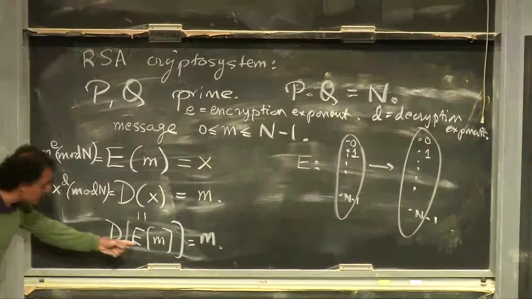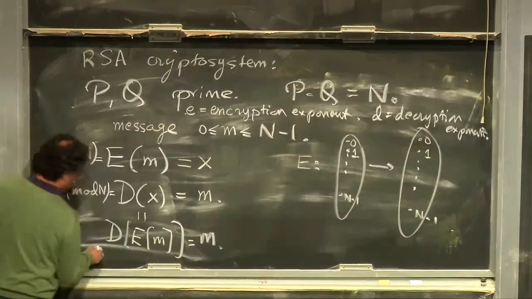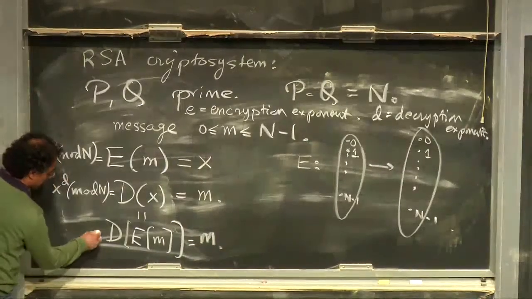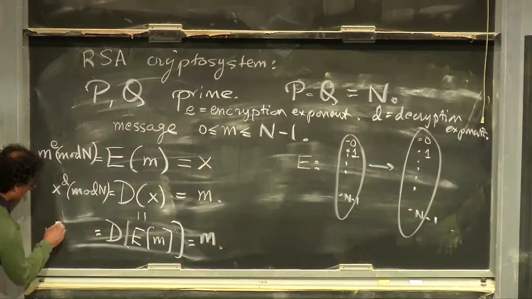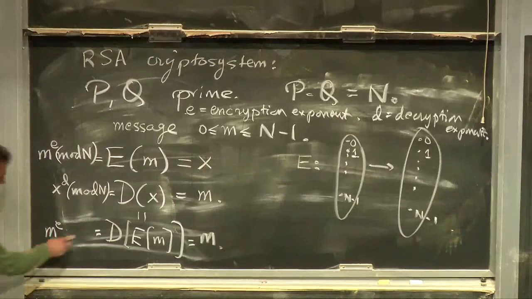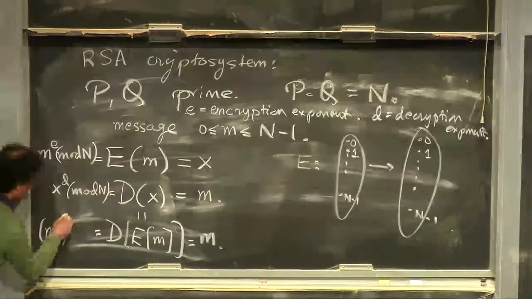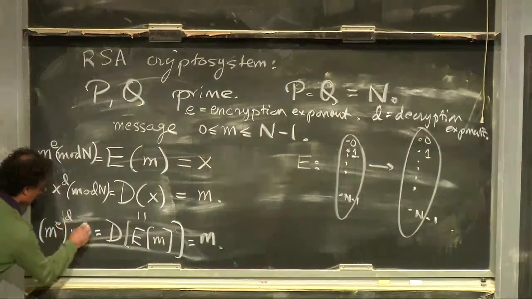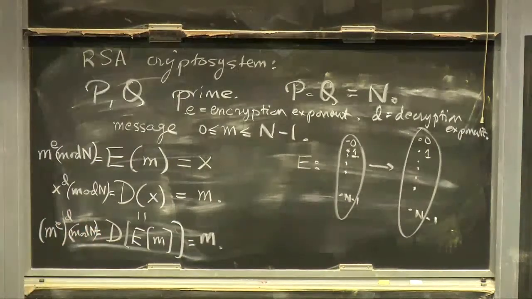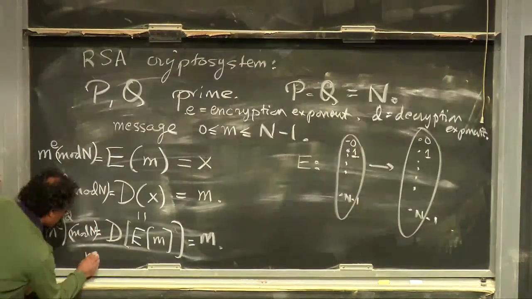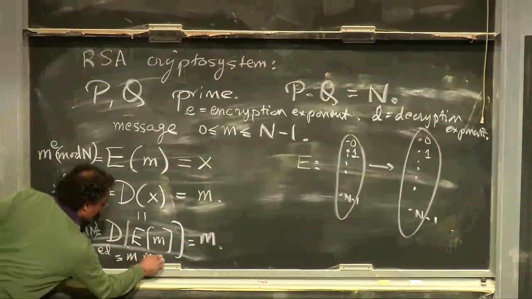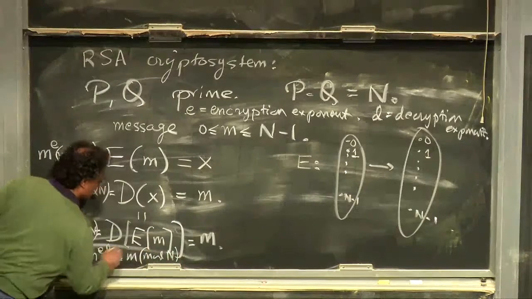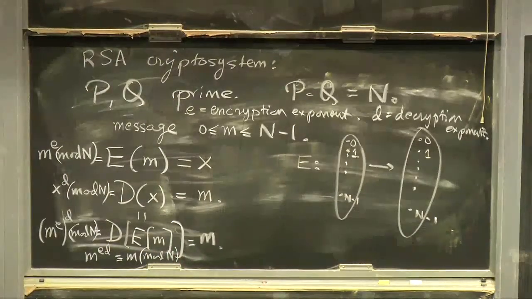Okay, what's another way of writing this? E of M is M raised to the power of E, and then D of that is this thing whole raised to the power of D mod N. So what this tells us is M raised to the power of E times D is congruent to M mod N. Okay, so that's the magic property of RSA.